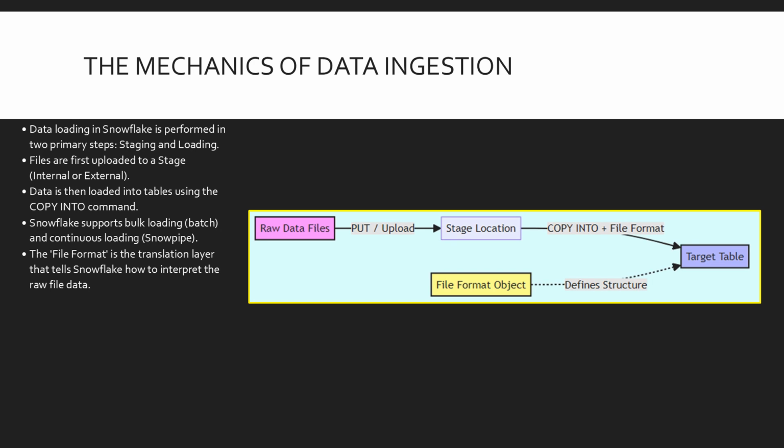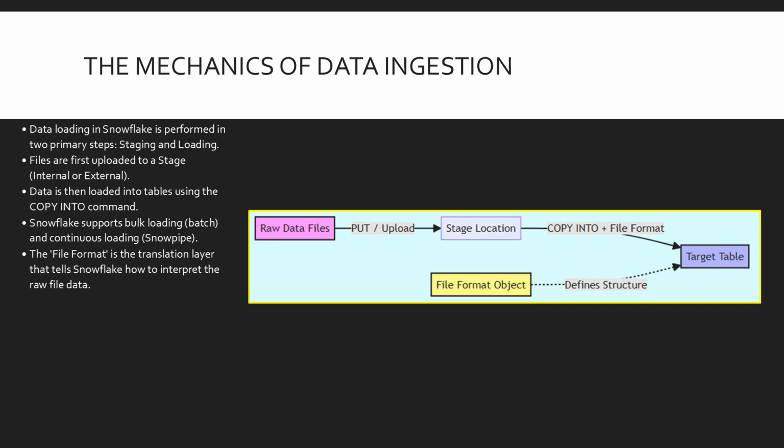Let's get started. To begin, we need to understand the high-level mechanics of getting data into Snowflake. It is essentially a two-step process. First, your raw data files must be staged. This can be in a Snowflake-managed internal stage or an external cloud storage location like Amazon S3, Google Cloud Storage, or Azure Blob Storage. Once staged, we use the copy into command to load that data into a target table. While you can load data in bulk batches or continuously using Snowpipe, the crucial component in both methods is the file format. Think of the file format as the decoder ring. Without it, Snowflake sees only a stream of bytes and doesn't know where one record ends and the next begins.